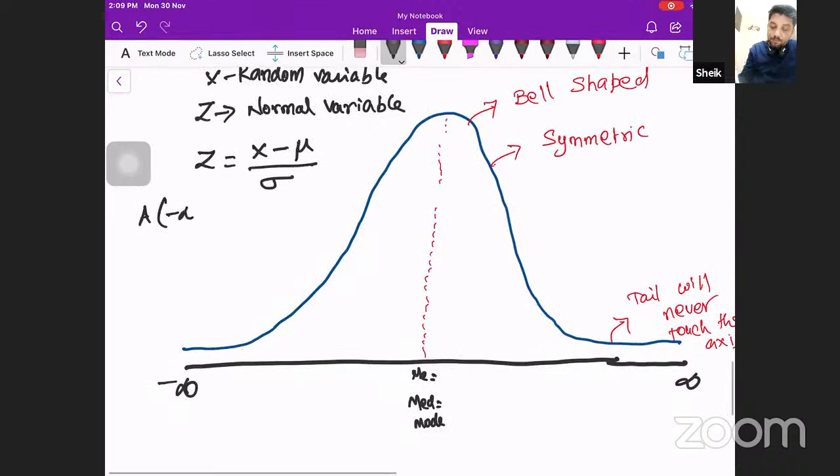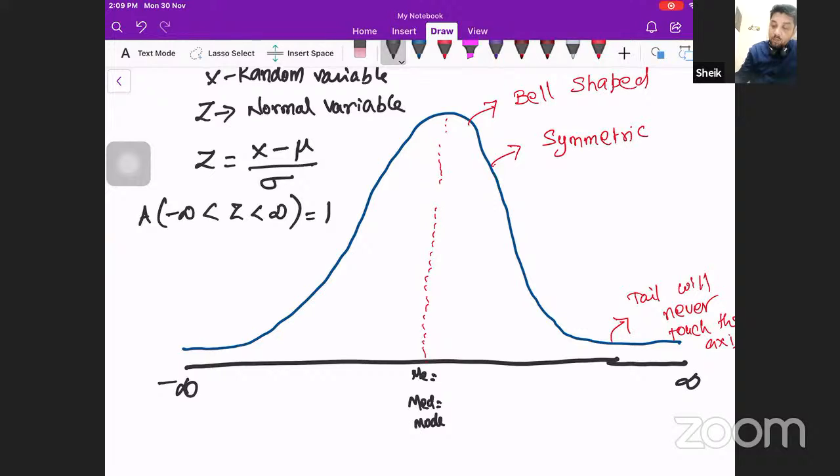Area under the curve from minus infinity to plus infinity is always equal to 1. What is the area under the curve? It is equal to 1.